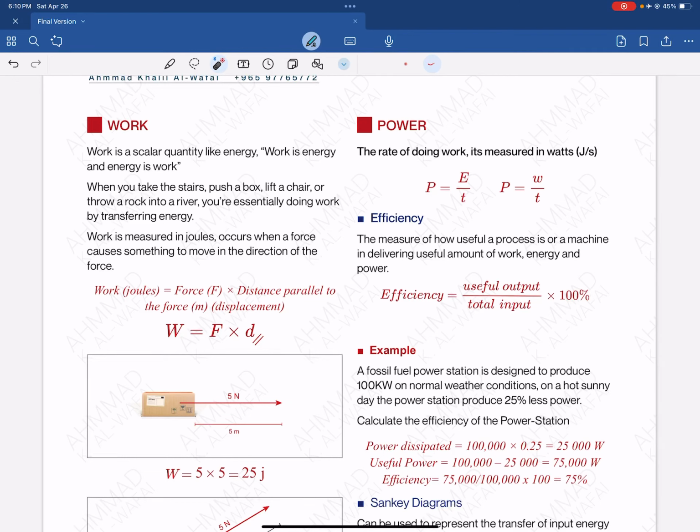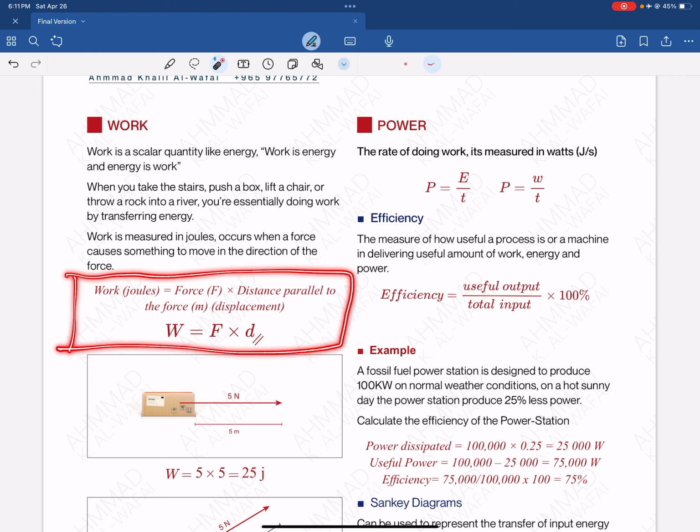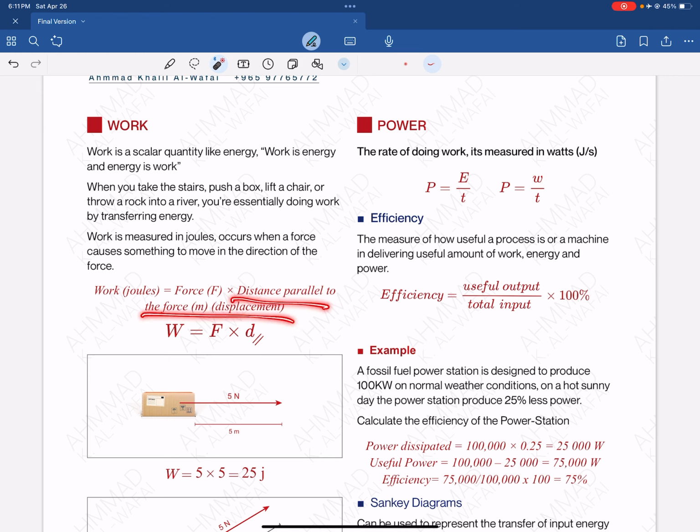Okay, guys, now we're gonna be talking about work, power, and efficiency. Now, as we said, energy is the ability to do work. So, work is energy, and energy is work. Work is a scalar quantity, just like energy. Work is defined by the force multiplied by the distance parallel to the force, which is the displacement.